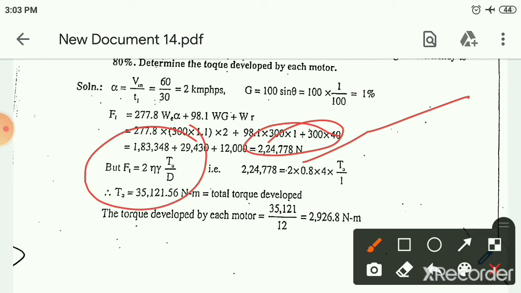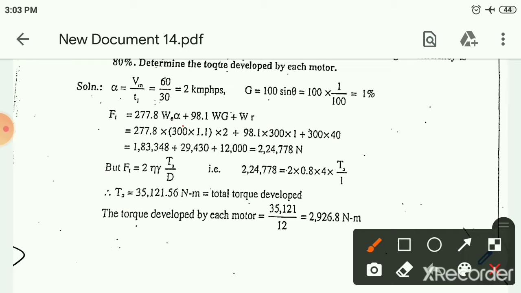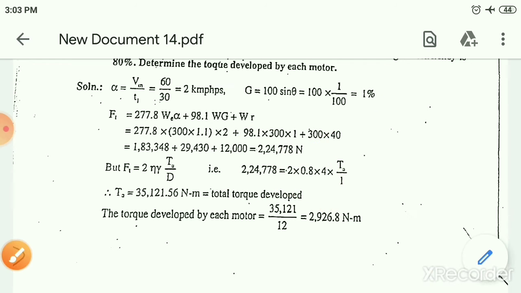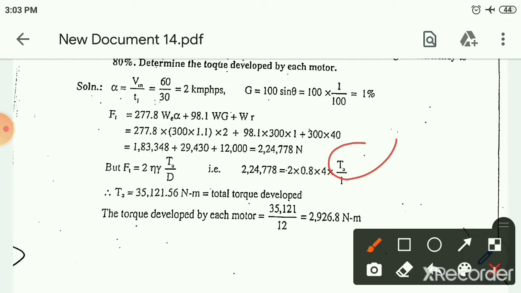Now another equation to calculate the tractive effort: Ft is equal to 2 into eta into gamma divided by d, times Ta. From this you calculate the torque developed. Ta is the torque developed, and d and gamma are known. Substitute all the values, with efficiency 80% and gamma given as 4, and d is the wheel diameter, 1 meter. Now substitute all the parameters and calculate Ta. You will get Ta equal to 35,121.56 Newton meter. This is the total torque developed by the motors.